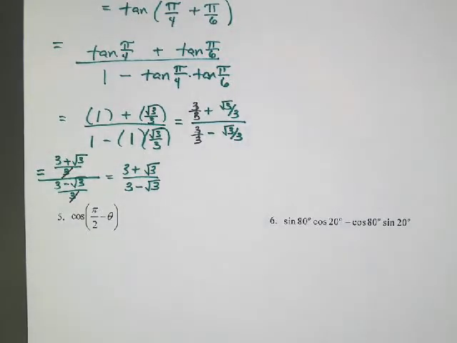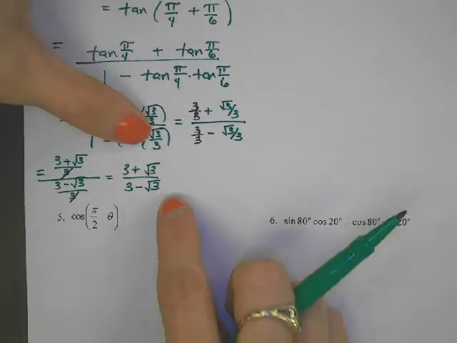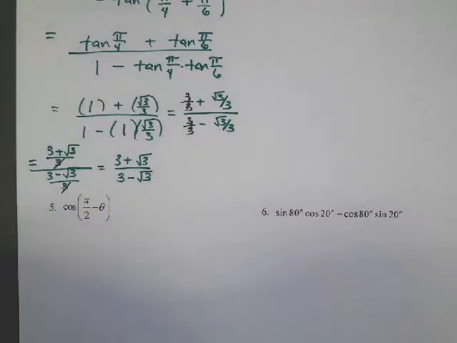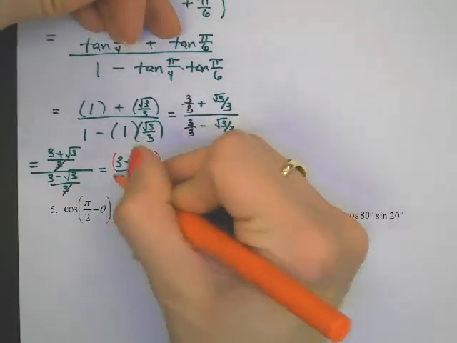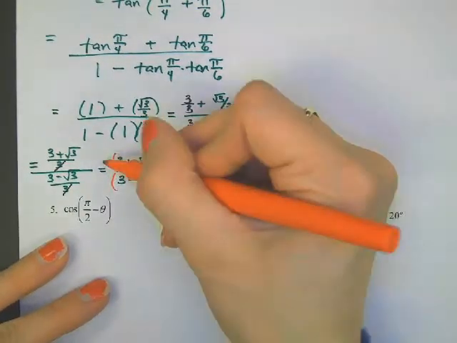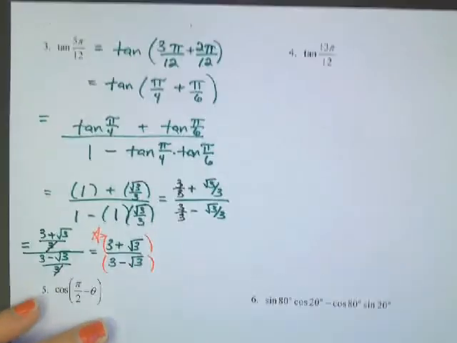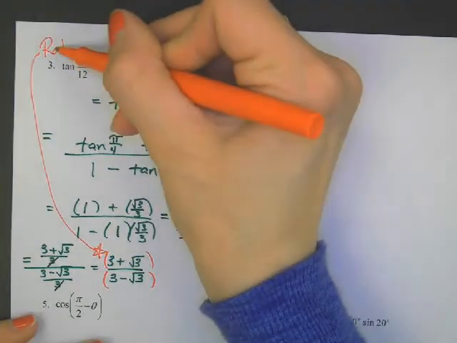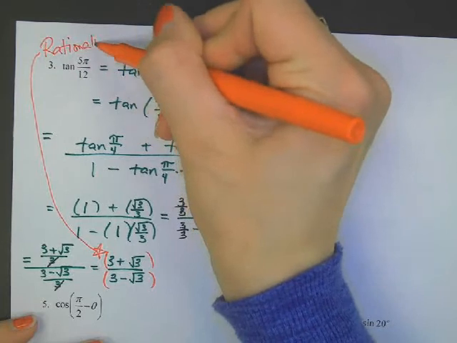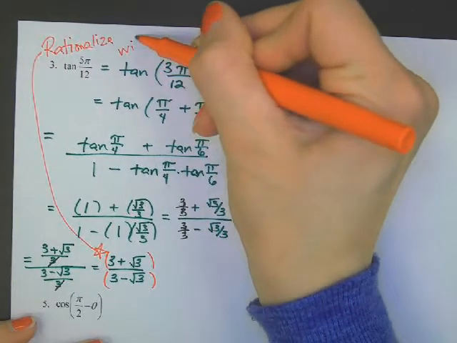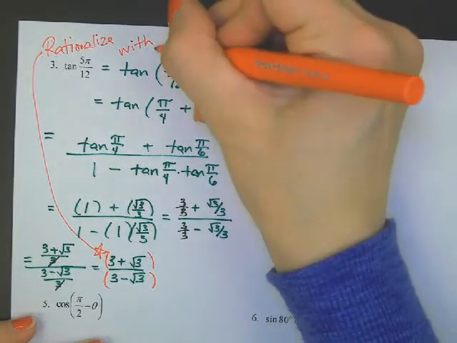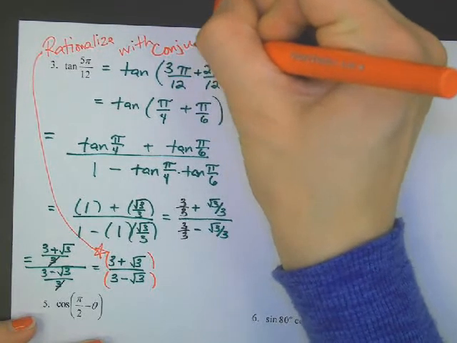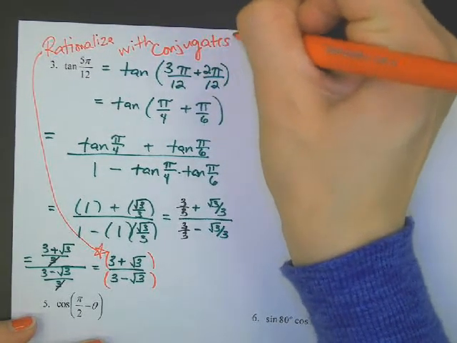All right, that is looking real good. But that is not finished. Okay, so we're going to have to go ahead and rationalize this. So we're going to multiply top and bottom here. Okay, maybe we should put a little star. And I'll put a note up here. Rationalize with, you betcha, conjugates.